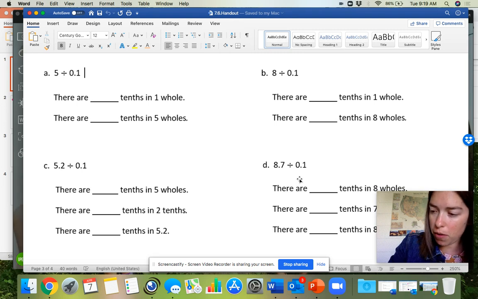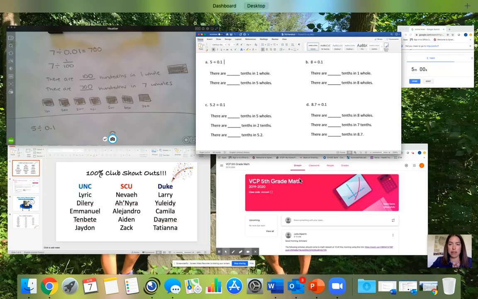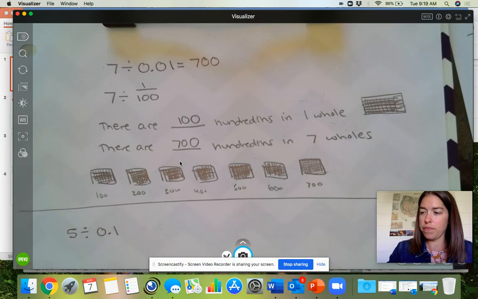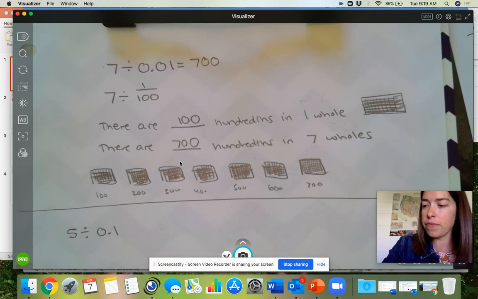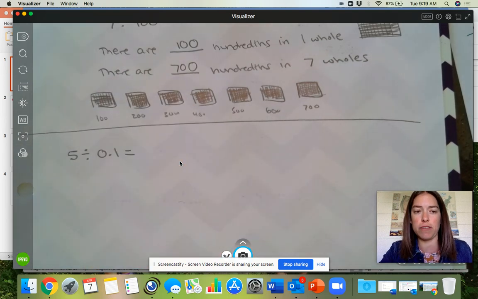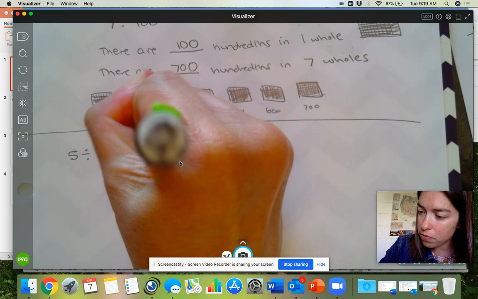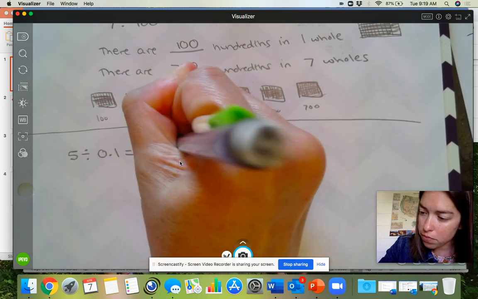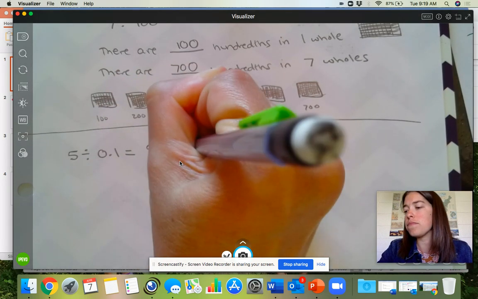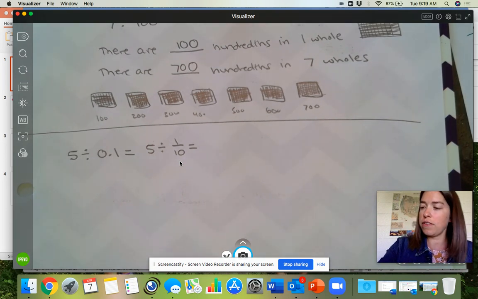Our first problem. All right, now let's set it up with an equal sign and go ahead and rewrite it for me as a fraction. All right, so we look at it rewritten as a fraction.